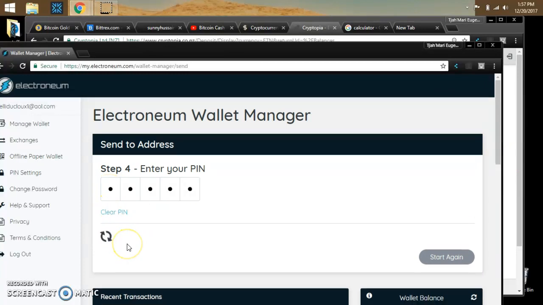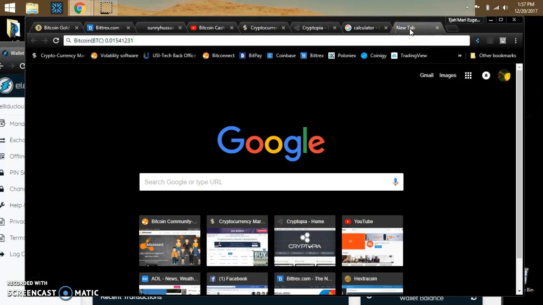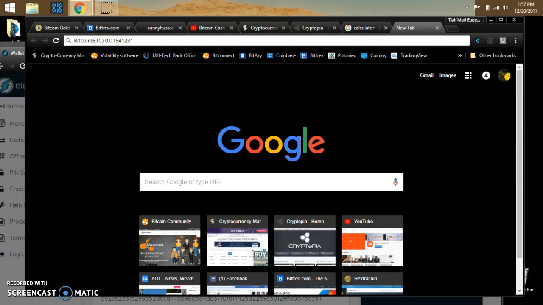So I'm going to go ahead and confirm that, and I'm going to put in my PIN and verify. All right. So while that's happening, I'm also going to do some calculations, and this is how many Bitcoins I have just sitting in my Cryptopia right now.